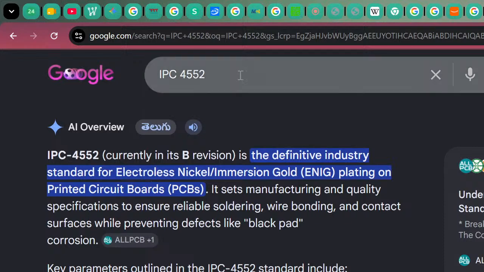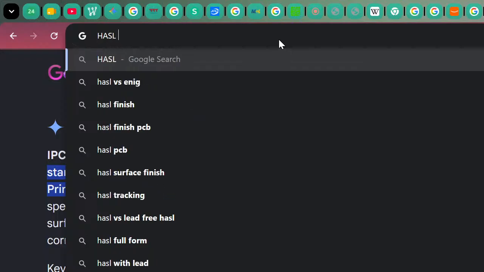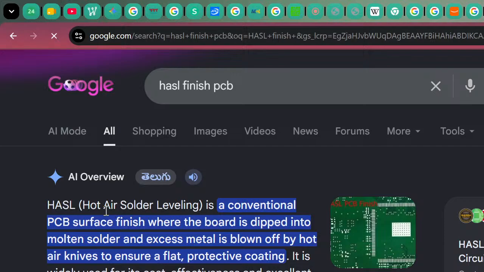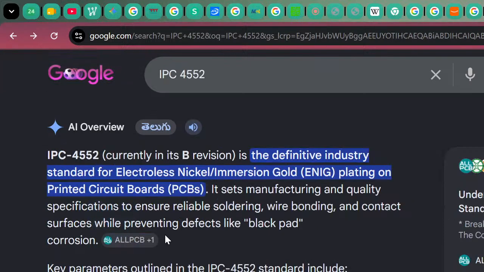Yeah. See, as soon as I search for IPC 4552, I am getting the information about it. So IPC 4552 is the definitive industry standard for electroless nickel immersion gold plating on a printed circuit board. There are two kinds of finishes. One is HASL finish. HASL means hot air solder leveling. Whereas ENIG finish means electroless nickel immersion gold.